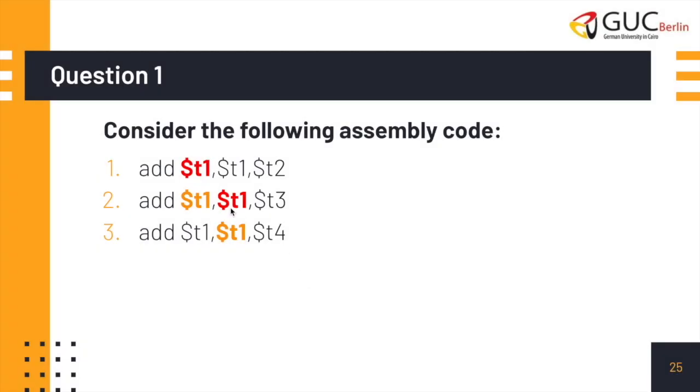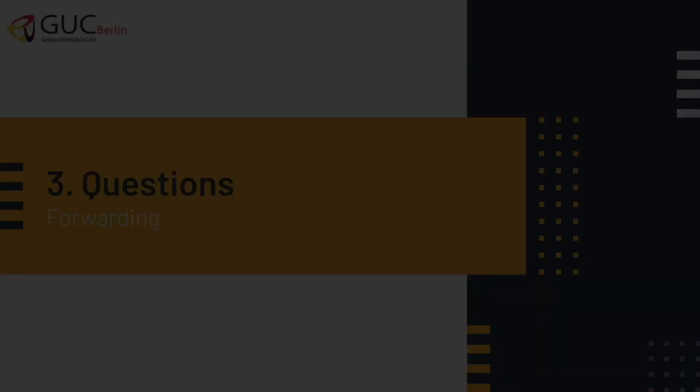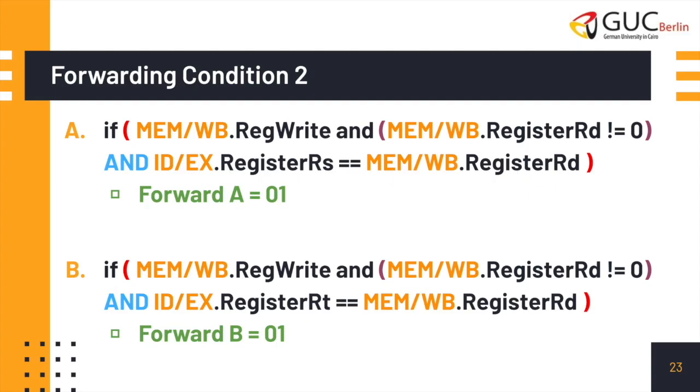Because if I go back, instruction 2 has the most recent value for register T1, the most updated value. So I should forward this value to instruction 3. I should not forward the value of instruction 1 to instruction 3, although its condition will be satisfied. If we go back to the conditions, we can see that condition 2a will be satisfied. Rs of n plus 2 is equal to Rd of n.